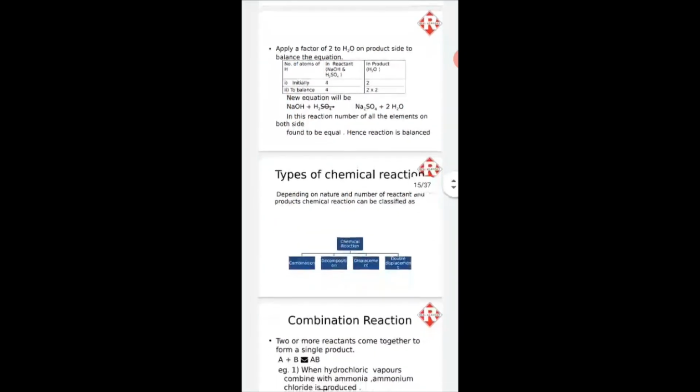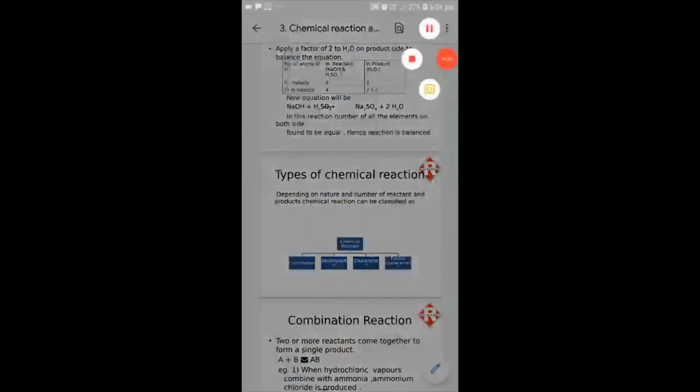So now once again we look at this balanced equation. 2NaOH plus H2SO4 gives Na2SO4 plus 2H2O. So in that way we balance it.